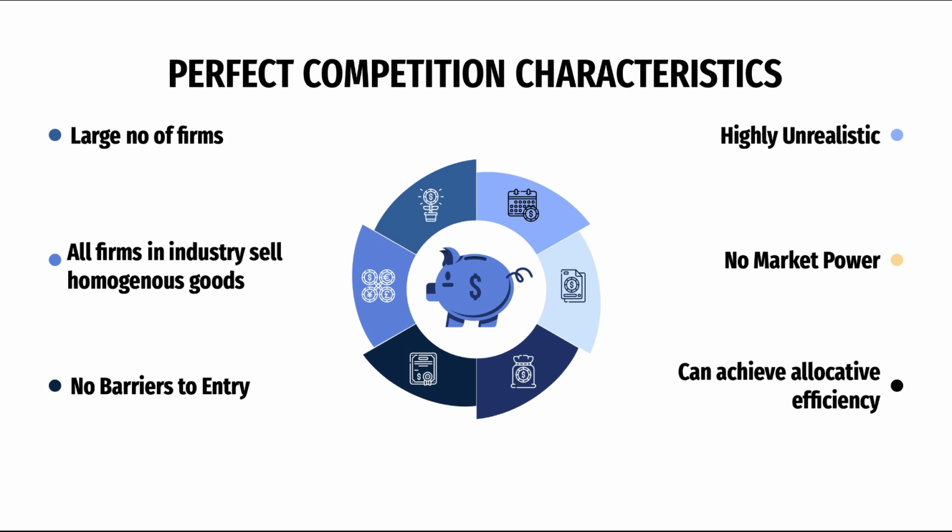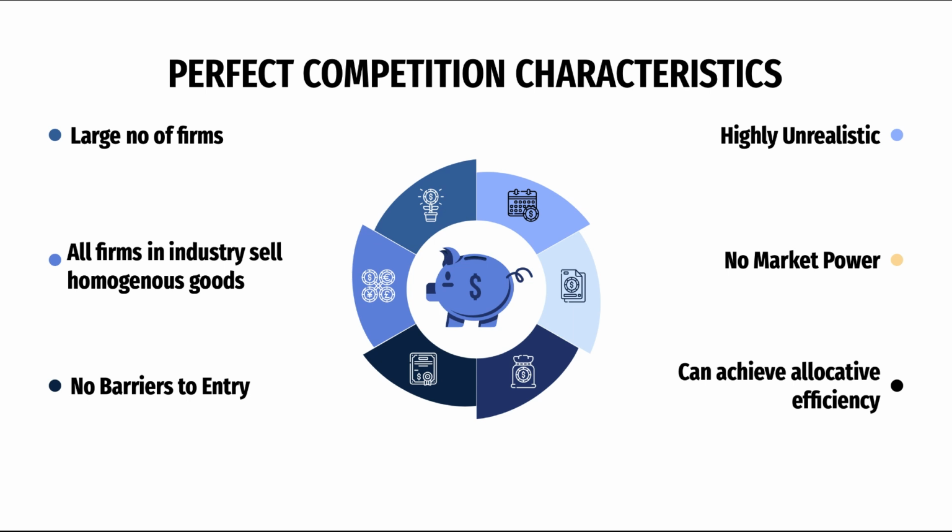What you have to know for perfect competition is that there's a large number of firms, and all of these firms in the industry sell homogeneous goods. That means identical goods, so there's no brand names and the goods aren't differentiated. Next, there's no barriers to entry. Essentially there's just free entry, so any firm that wants to enter the industry and begin producing this good or service can do so freely.